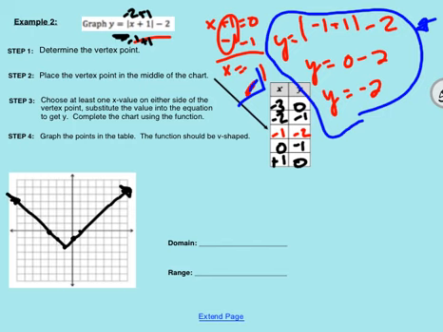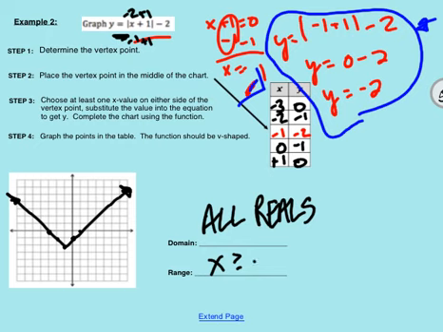So the domain there, all reals. This is going to go on and on forever. It's going to reach infinity on both sides. Some people write it like this. Your range, x is greater than or equal to negative 2. It's going to hit negative 2 and just go on and on forever.